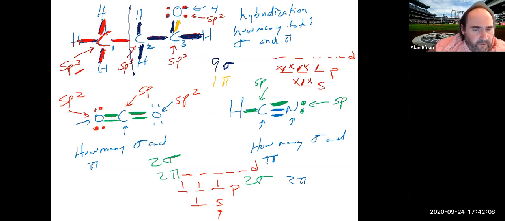Again, same thing as we talked about when we have something like a double bond, like we did on the other end of this molecule.